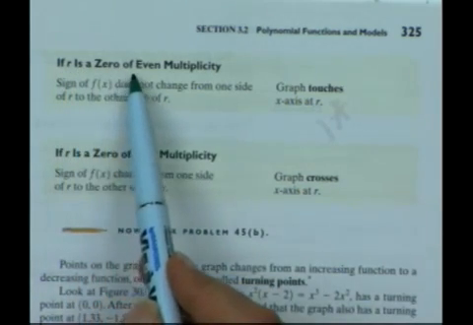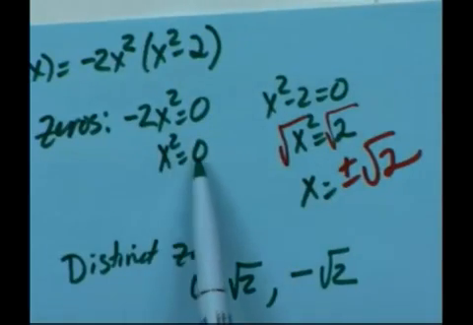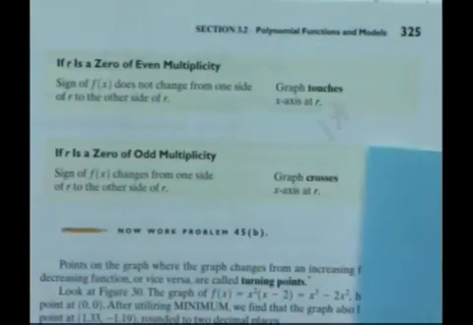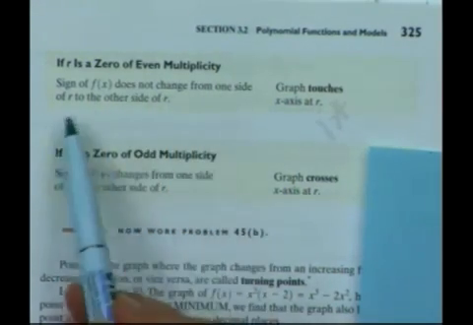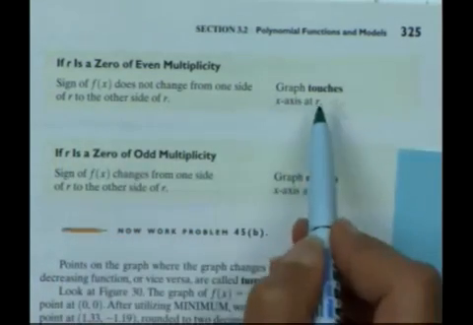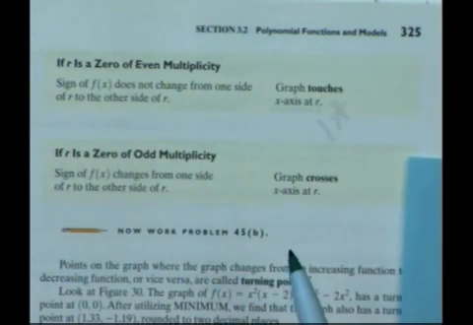If r is a zero of even multiplicity, like in this example, 0 is of multiplicity 2, so it is an even multiplicity. Then the sign of the function does not change from one side of r to the other side. In other words, it's just going to touch the x-axis and turn around. It's not going to cross through, and that's exactly what Aaron just said. So if the curve was coming down to the x-axis and it's of multiplicity 2, 4, 6, or 8, it's just going to turn around and go back once it touches the x-axis.